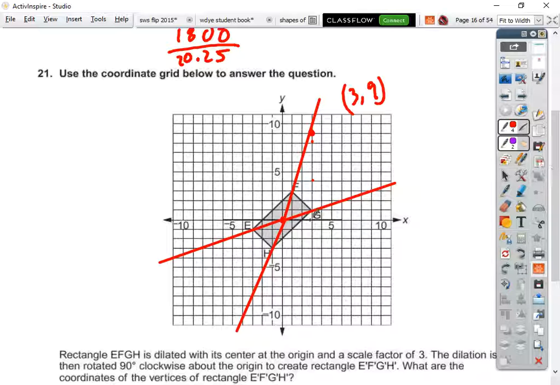So now we have 9 comma 3. So here's 3, 4, 5, 6, 7, oh, 9. 1, 2, 3. So then over here we have 9 and 3. Okay, it's going to be somewhere over here. Sorry, my line wasn't perfect. And same deal over here. So 9, 3.